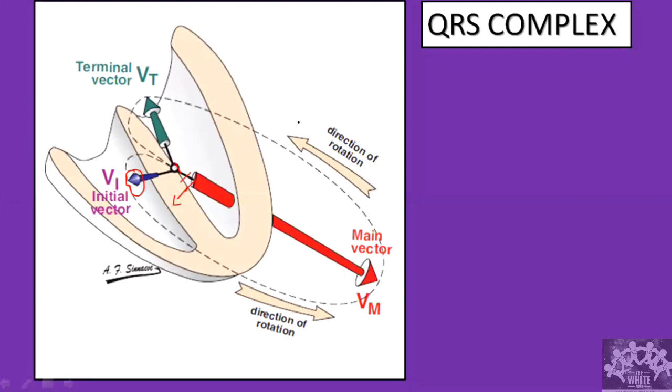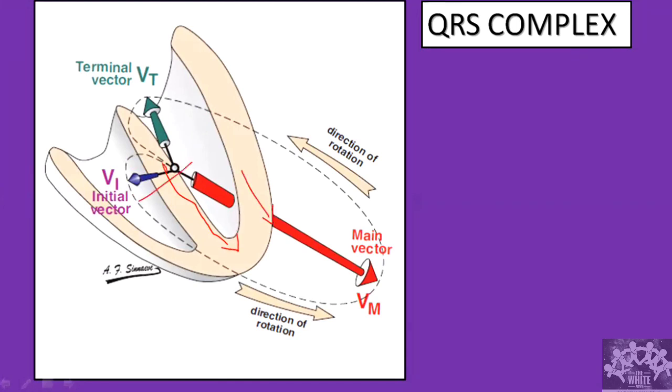So any leads that are placed here, you'll see that the positive wave is going away from them. So it will create a small negative wave. This is what is responsible for the Q wave. And then this part of the ventricle is going to be activated.